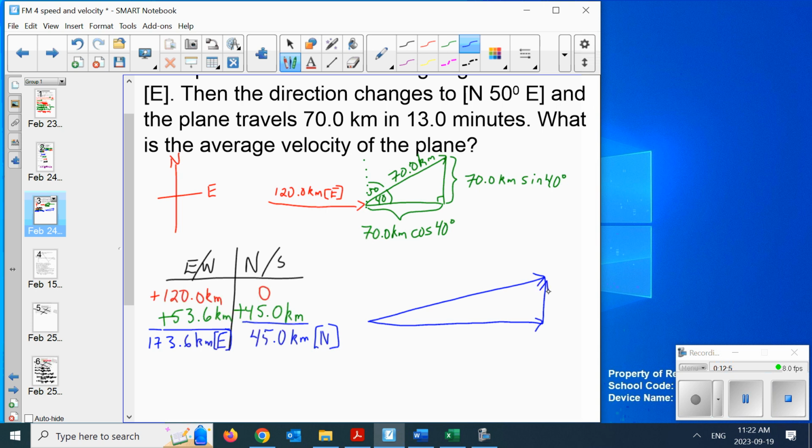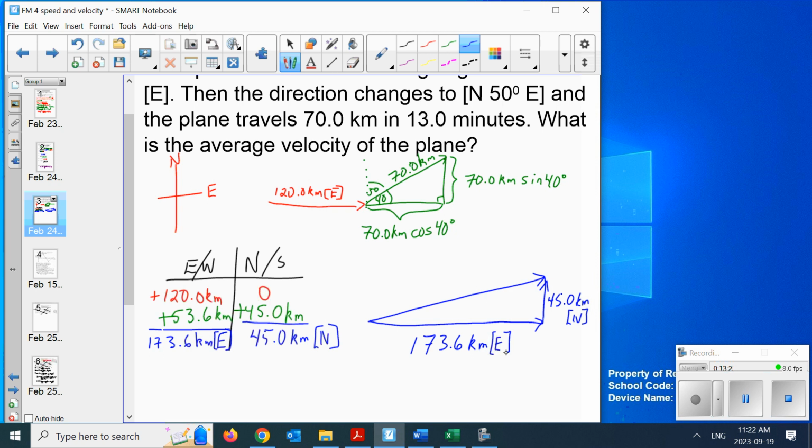We get that you went 45. We get that you went 173.6. You guys kind of see what we put together with that T chart? Okay. That's what we just figured out.